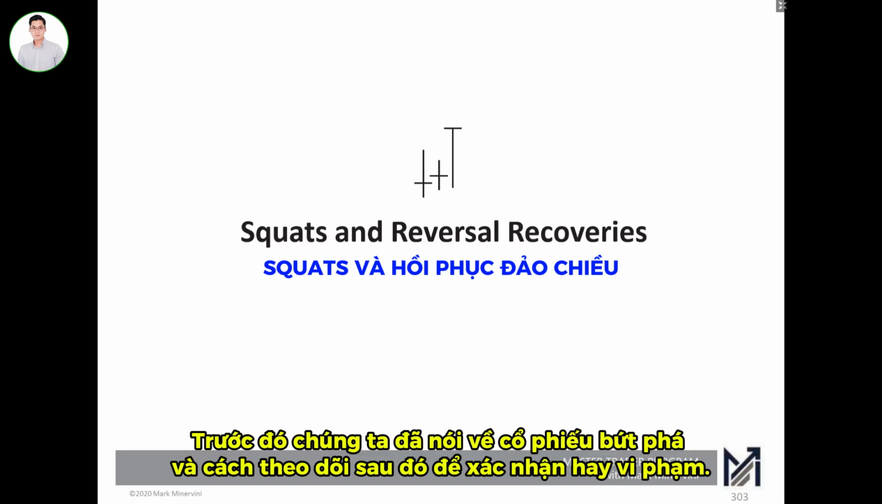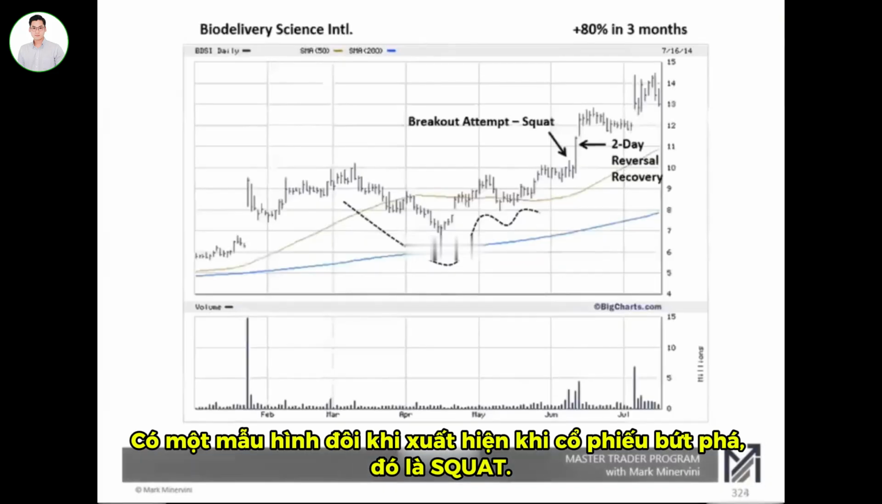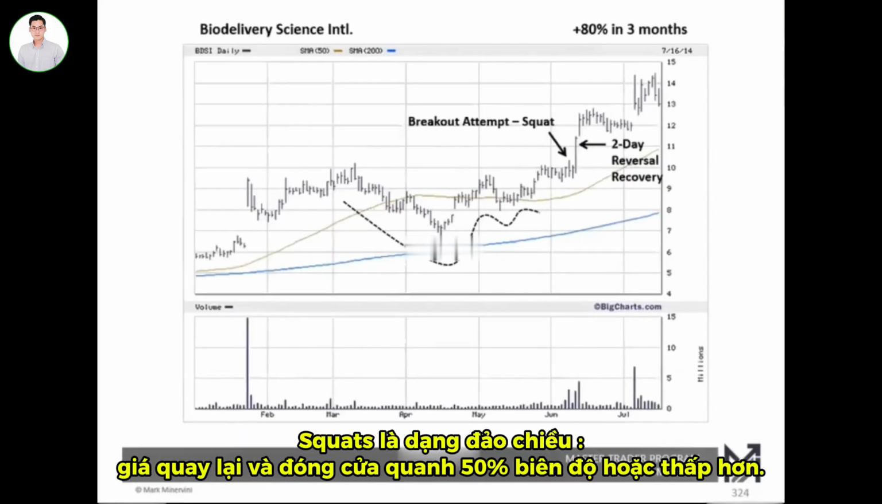So we talked about stocks breaking out and watching them immediately after the breakout for violations and confirmations and so forth. There's a particular characteristic or pattern that happens sometimes when you break out and you squat. All right. Squat is just simply a term for a reversal that comes back in and just sits back maybe in 50% or less of its range.